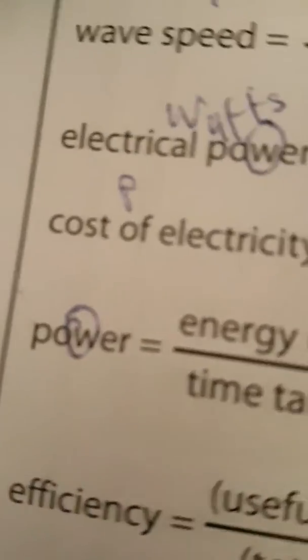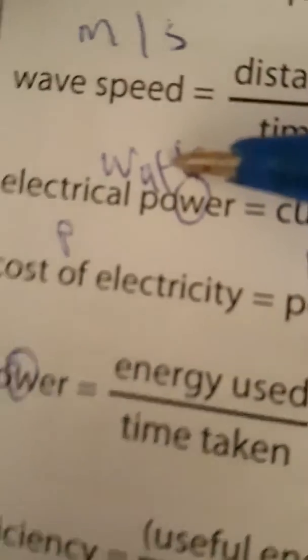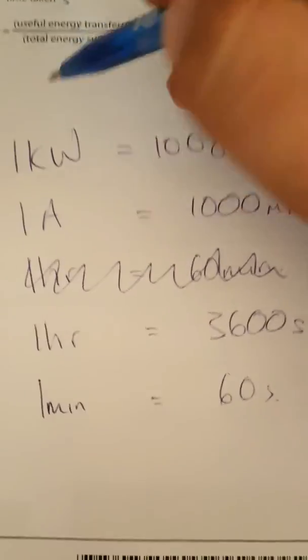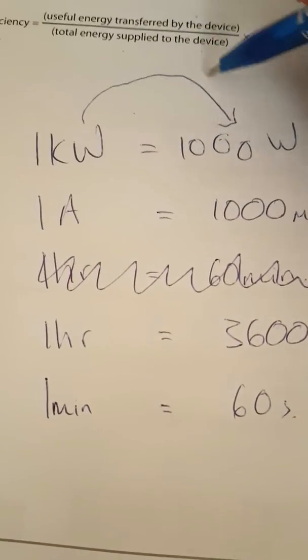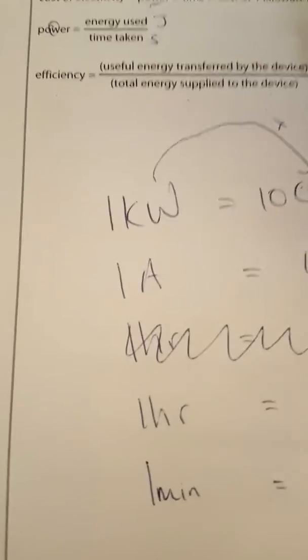So if you look at this equation here, the electrical power one, the electrical power needs to be in watts. So if they give you something in kilowatts, to get it into the watts, you will need to have a look. What do you need to do? Times it by 1,000.